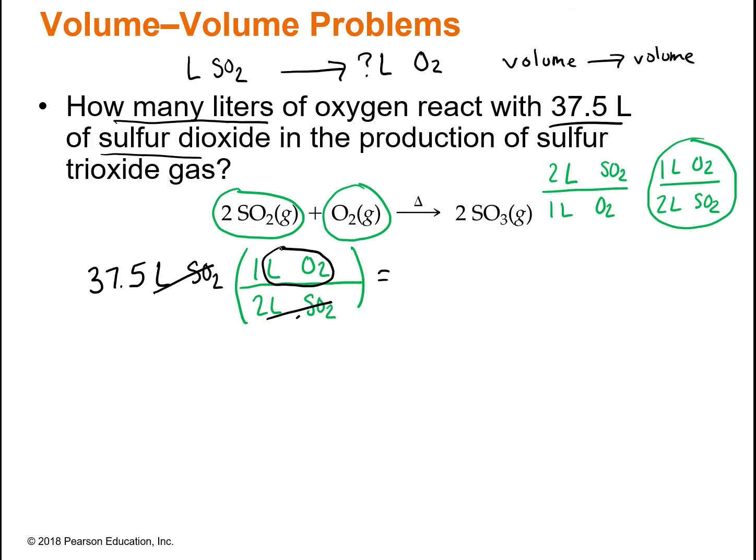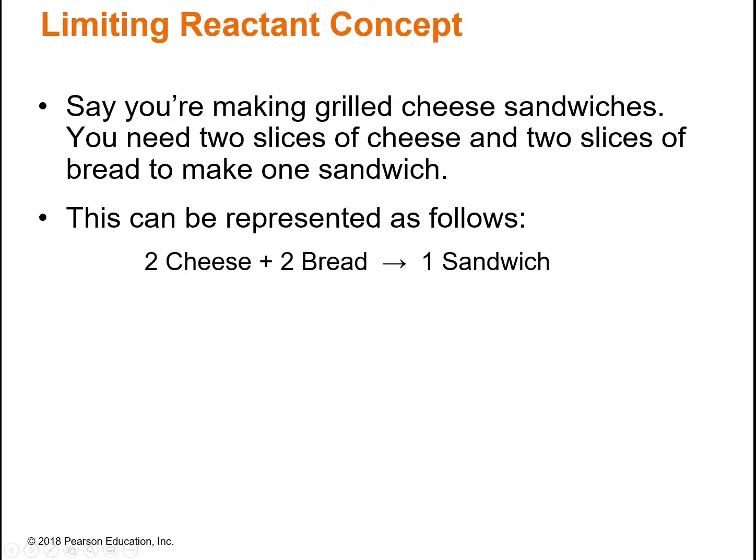Our units cancel out, and now you have to do the math. You should get 18.8 liters with sig figs. That's it. I know, you're probably waiting for the other shoe to drop. There's no other shoe. That's it for volume to volume. But there is still more. So maybe this does count as the other shoe. Now we've got to talk about limiting reactants.